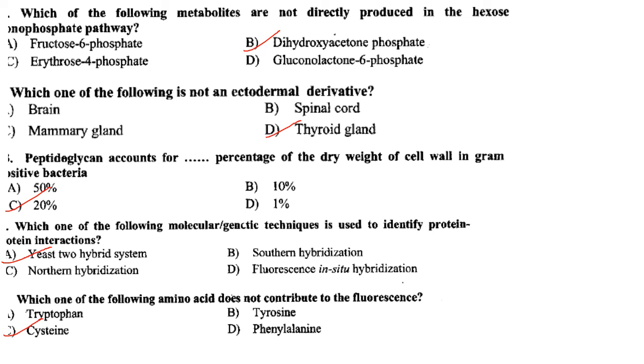Then next one. Which one of the following molecular or genetic techniques is used to identify protein-protein interaction? So it is the yeast two-hybrid system that is used to identify protein-protein interaction. Then next one. Which of the following amino acids does not contribute to the fluorescence? So tryptophan, tyrosine, phenylalanine all contribute to fluorescence except cysteine. So answer is option C.